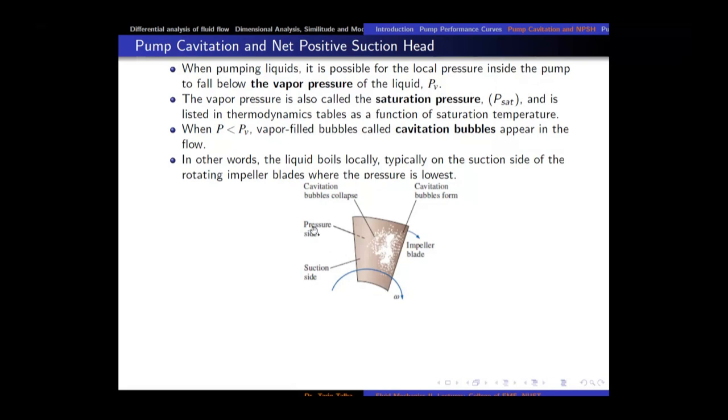So how do we define the pressure side? The pressure side of the pump is the side where the pressure is more, and the inlet where the water is being sucked into the pump is the suction side.